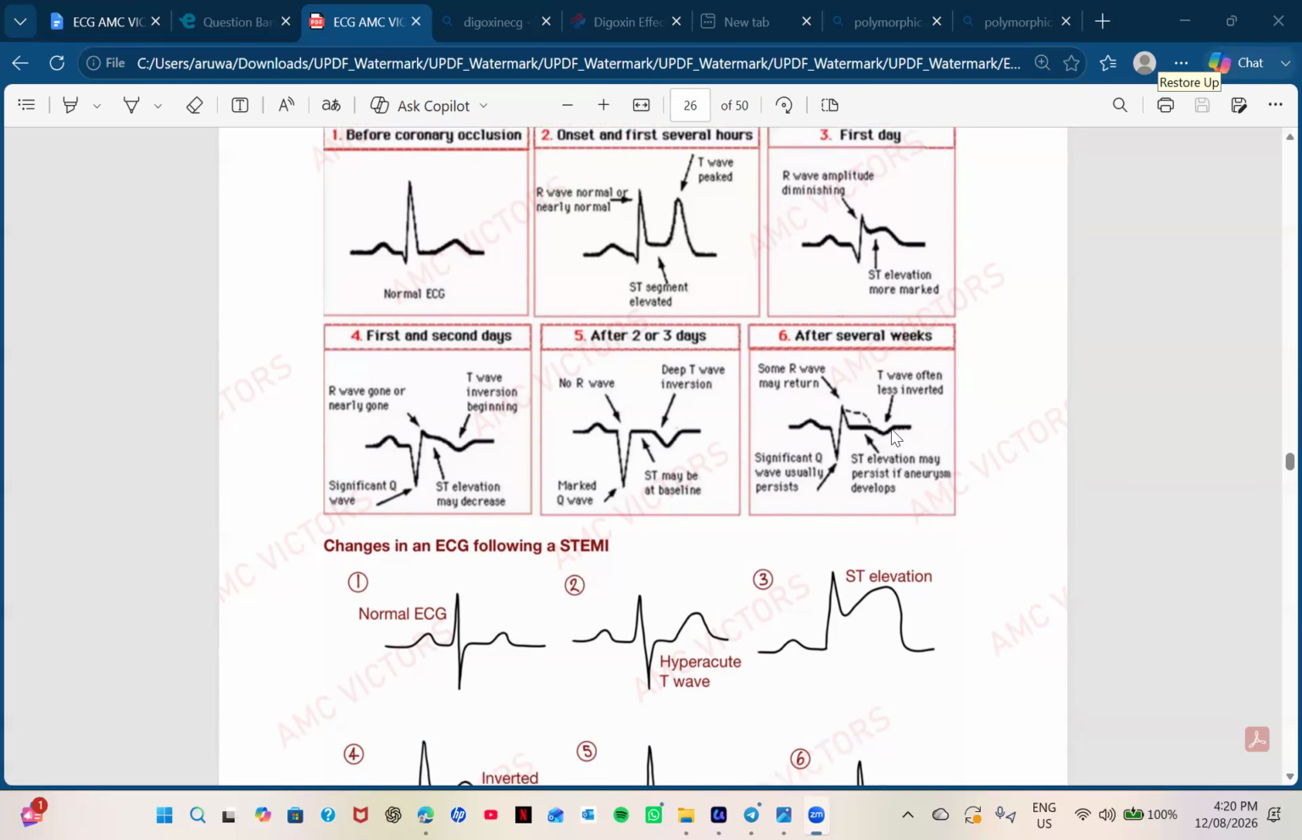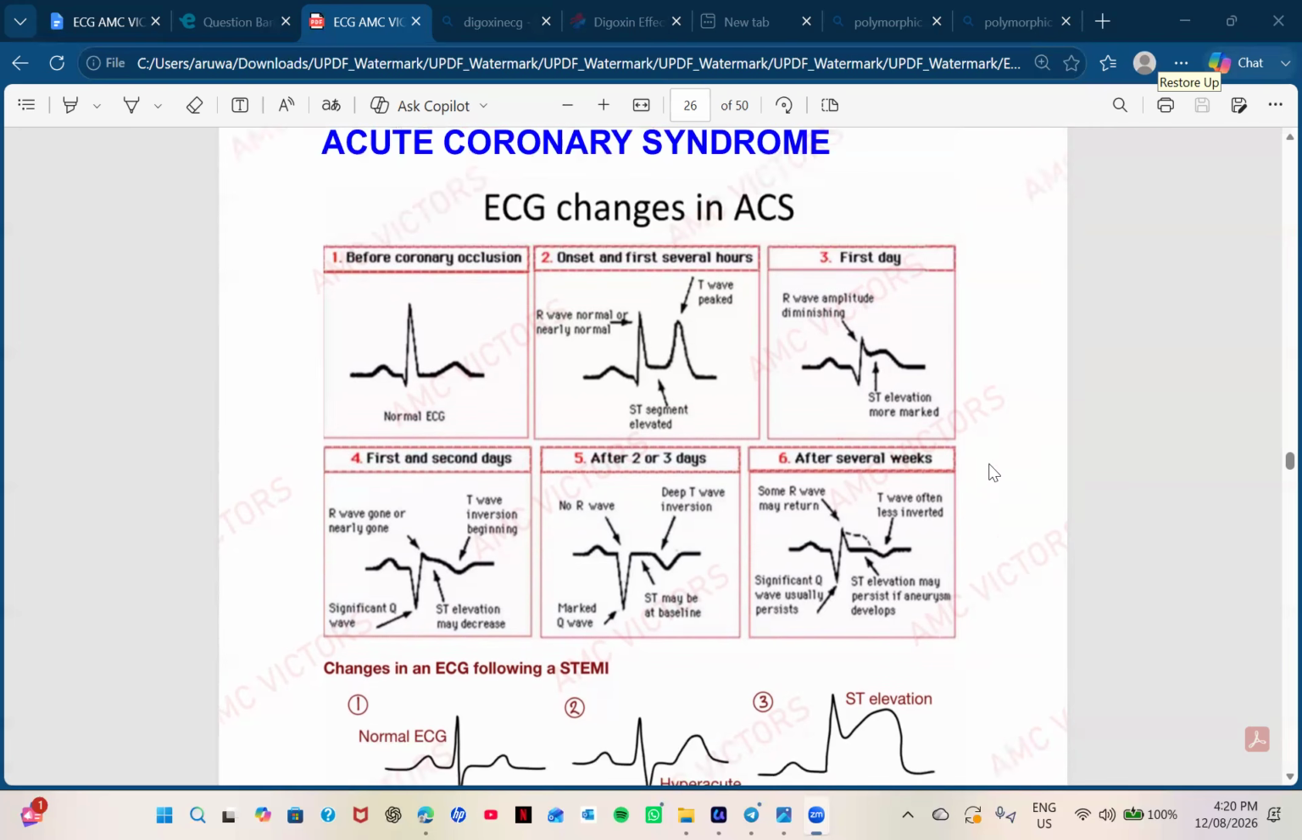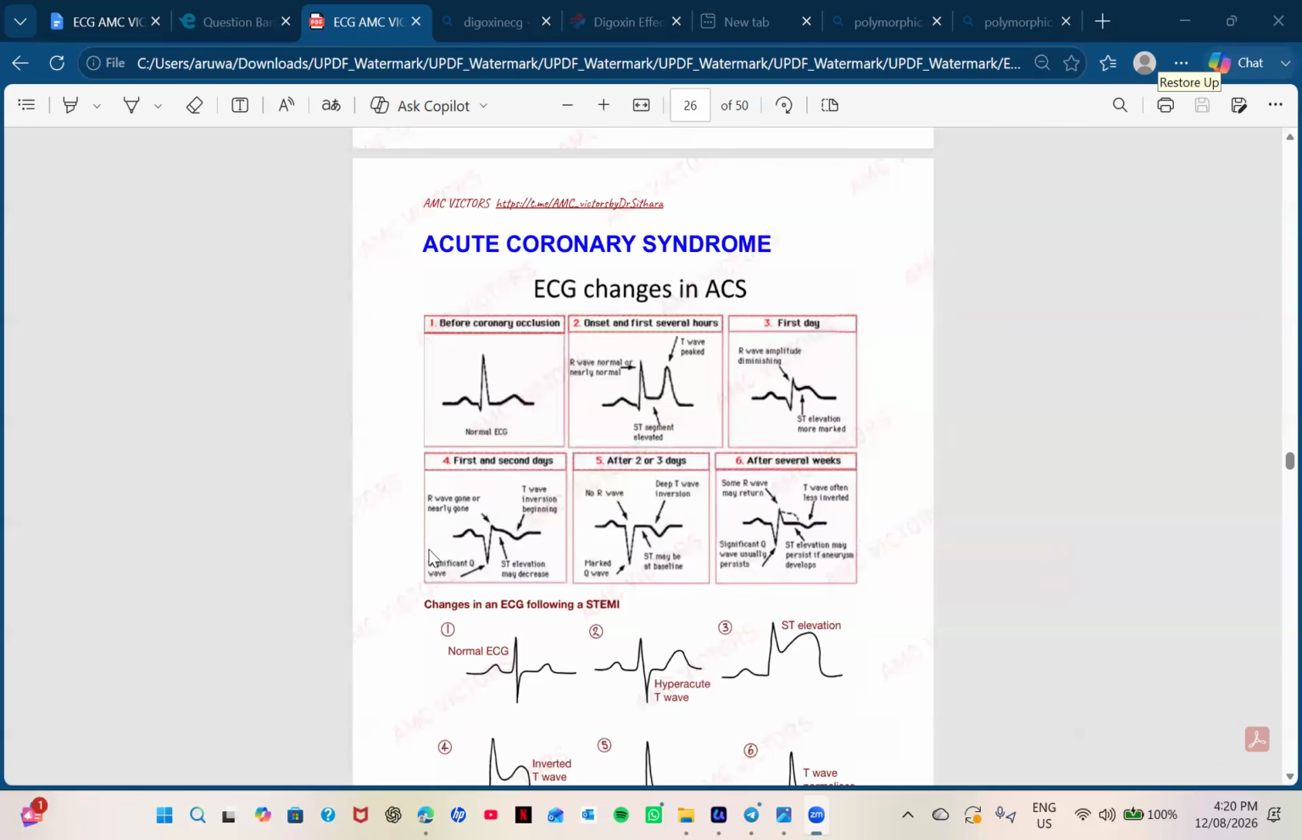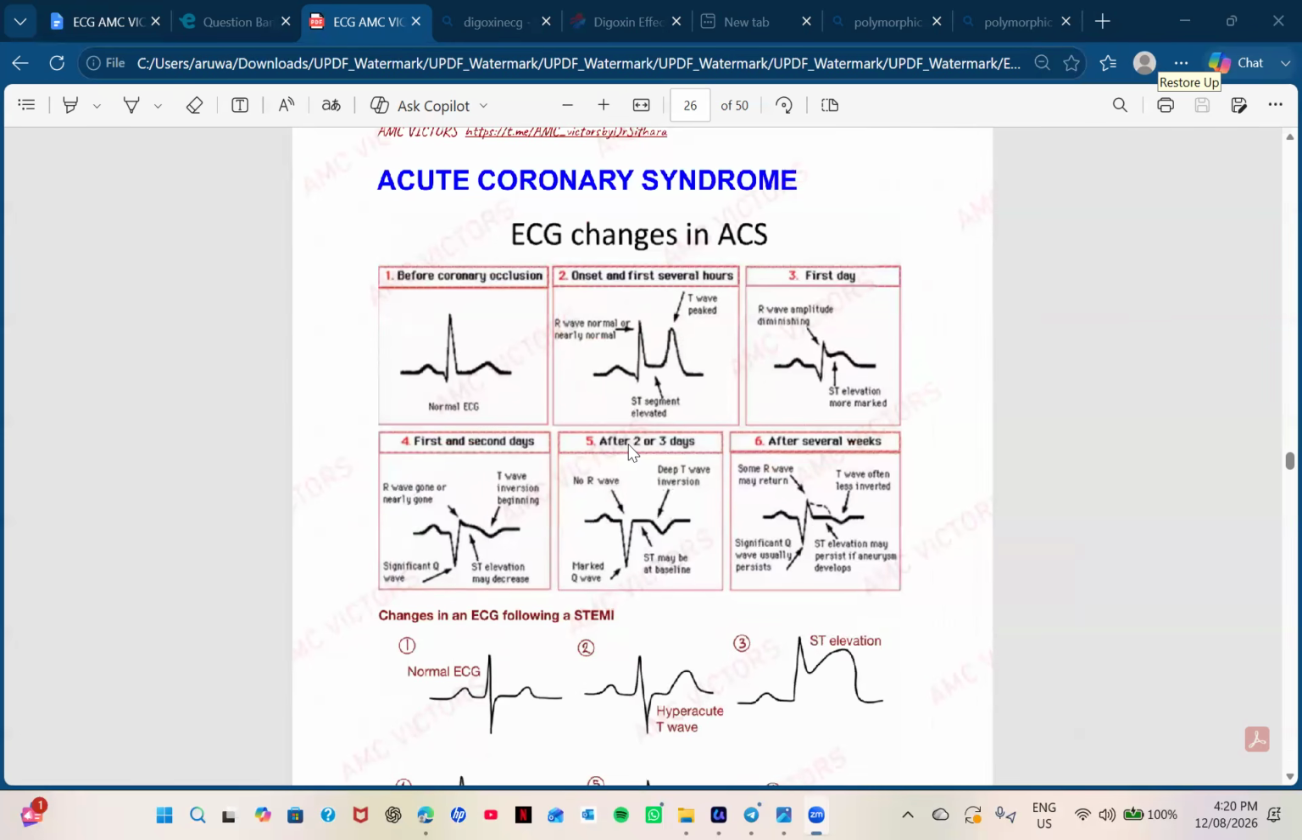If an aneurysm develops, like the complications, some R waves may return to normal. Significant Q wave usually persists. T wave is often less inverted. Just remember, this is the way it happens, but I have attached it to give you an idea.